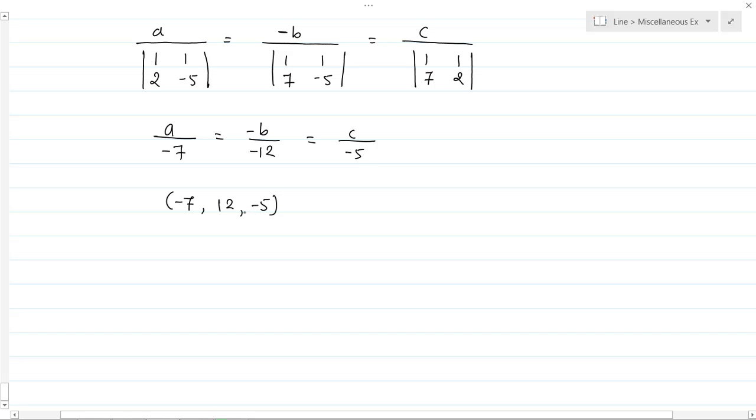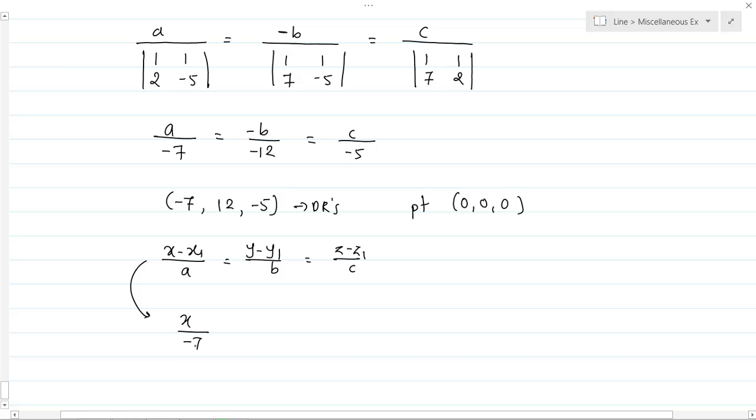Now we can simply find the equation of the line. How? You know the direction ratio and you know the point through which your line is passing, which is nothing but 0, 0, 0. So the Cartesian equation is: x minus x1 by a equals y minus y1 by b equals z minus z1 by c. If I substitute the values here, x minus x1 is x minus 0 by minus 7, y minus y1 is y minus 0 by 12, and z minus z1 is z minus 0 upon minus 5.